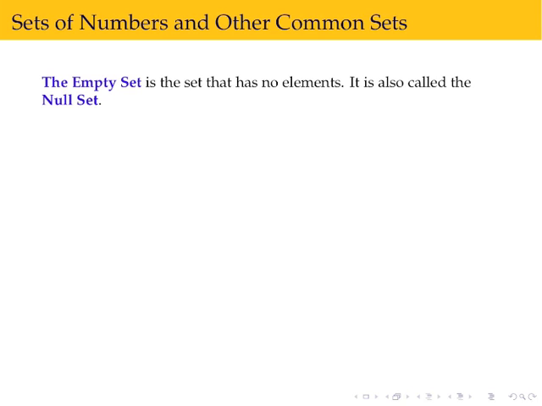Next, we're going to talk about some common sets, including sets of numbers. Our first one, though, doesn't have any numbers in it, doesn't have anything in it. It's called the empty set. It's exactly what it sounds like, the set that has nothing in it. You'll also hear it called the null set. The symbol for the empty set is a circle with a slash through it.